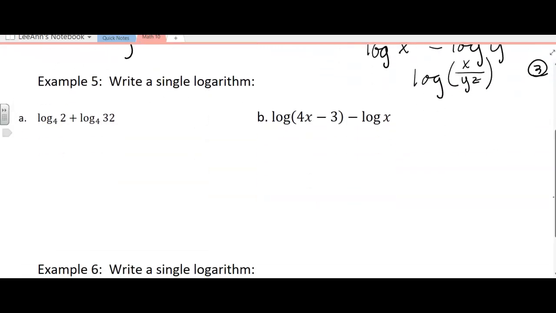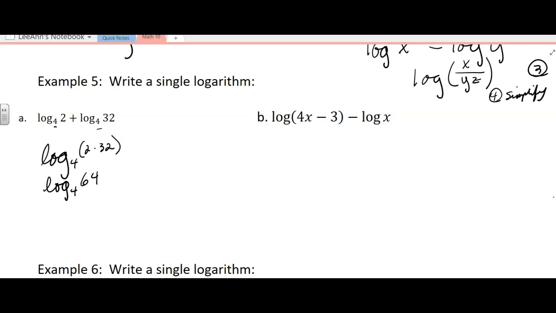All right, so the bases have to match. You check that, but they should match. Okay, so they do. And so we're going to put that together. Log base 4 of 2 times 32. But we know 2 times 32 is 64. I forgot one more thing. You have to simplify. Step 4, simplify if you can. Sometimes you can, and this time we can.